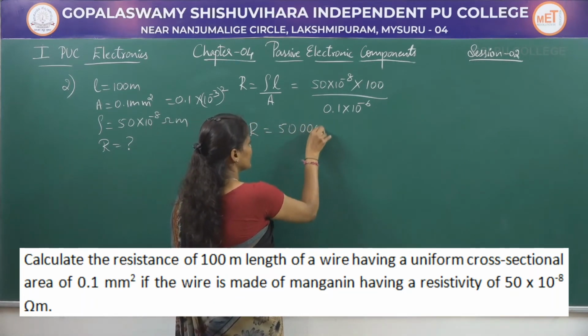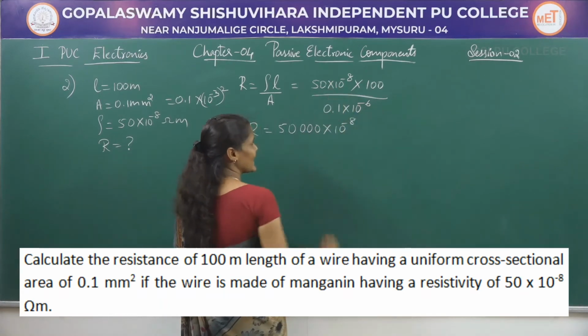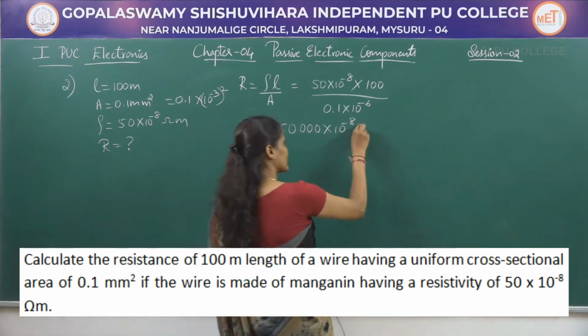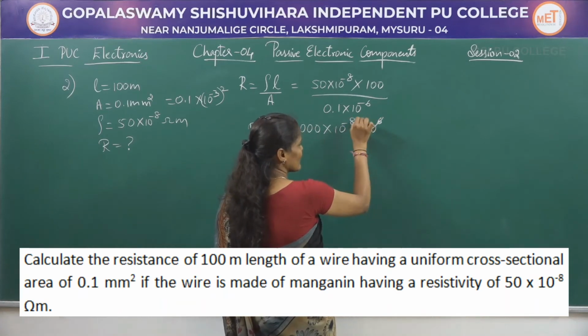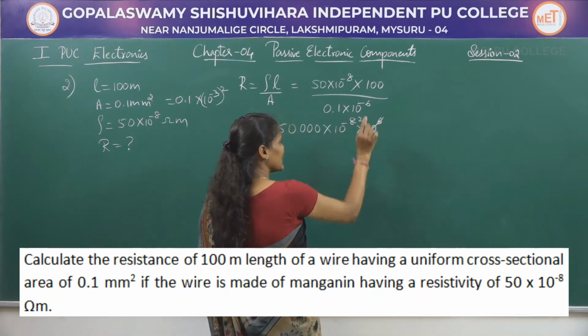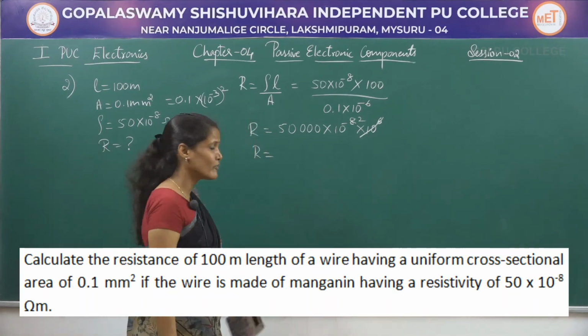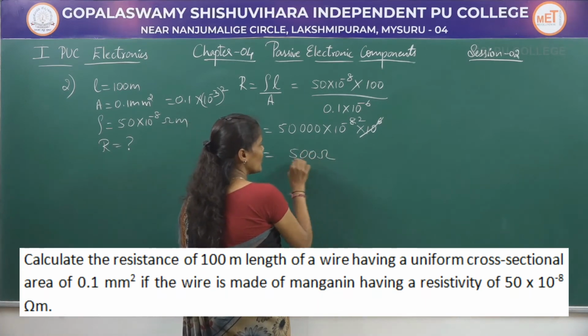50,000 into 10 to the power of minus 8, and 10 to the power of minus 6 is in the denominator. When it goes to the numerator, it will become 10 to the power of plus 6. So, 10 to the power of plus 6 gets cancelled with minus 8, retaining minus 2. So, R is equal to 50,000 into 10 to the power of minus 2. When I solve it, I will be getting 500 ohms.